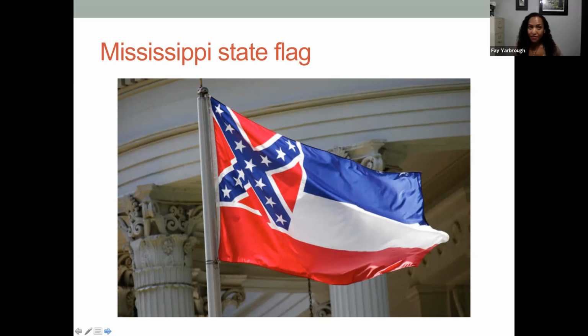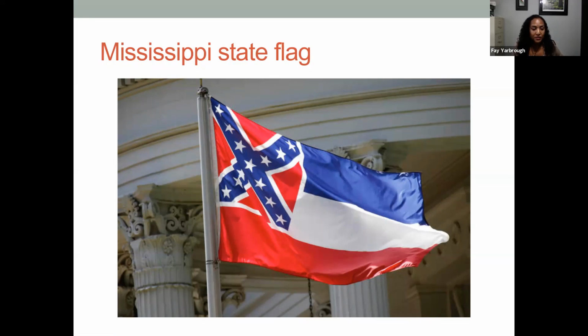Another factor that I think we can't ignore is that there are many businesses, religious organizations, and in particular the SEC and the NCAA saying that they would no longer have tournament events in the state of Mississippi if they continue to have the Confederate flag on the state flag. So I think, to the surprise of a lot of people, the state legislature voted to remove this.